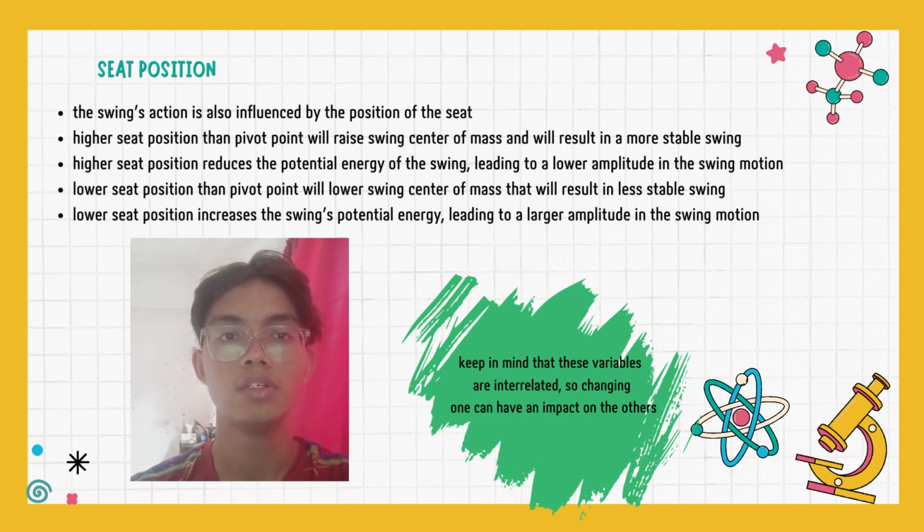Okay, for instance, changing the length of the chain will also change the length of the pendulum of the swing, which will change the period of the swing. In addition, other elements like swing weight distribution, outside forces such as pushing and pulling, and friction also have an effect on how the swing moves.